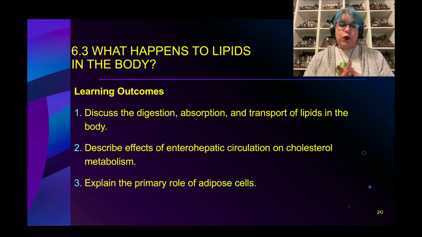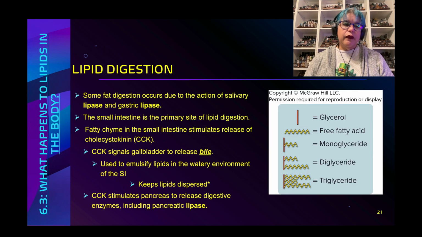So 6.3, what happens to the lipids when they're in the body? We're going to discuss the digestion, absorption, and transport of lipids. We're going to describe the effects of the enterohepatic circulation on cholesterol metabolism, and we're going to explain the primary role of the adipose cells, or the fat cells.